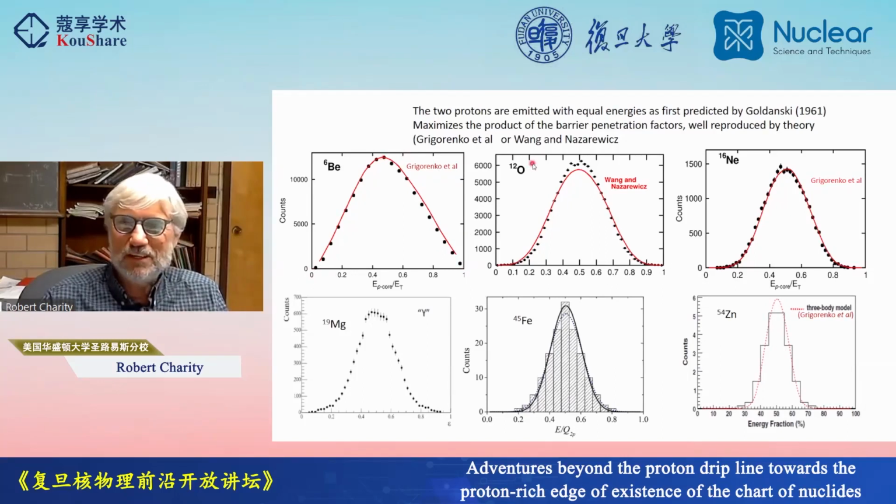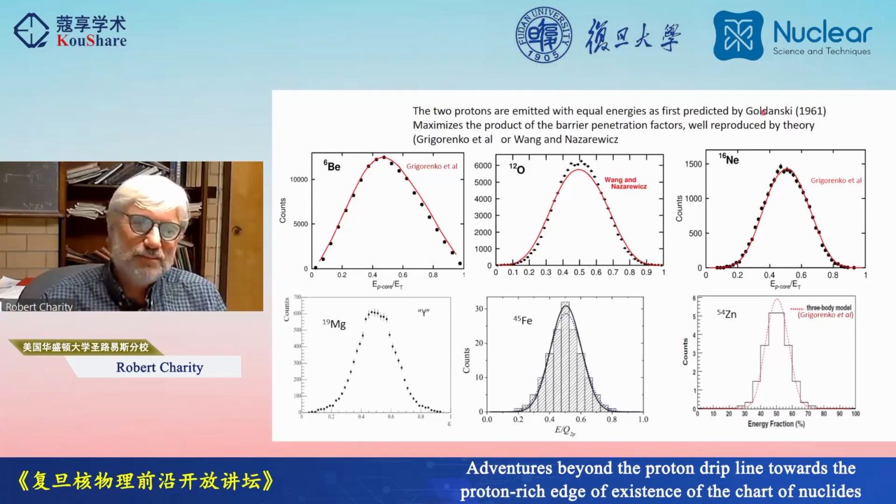So this is a collection of experimental data going from light to heavy for known two-proton emitters from ground state nuclei. And you see they all peak at 0.5. And the distribution around equal energy sharing becomes narrower, as you see for this much heavier system. And there's an easy explanation. In fact, in 1961, Goldansky in his seminal paper on two-proton decay predicted this. Obviously, you've got to get two protons across the barrier. So to do that, you'd want to maximize the product of the barrier penetration factors.